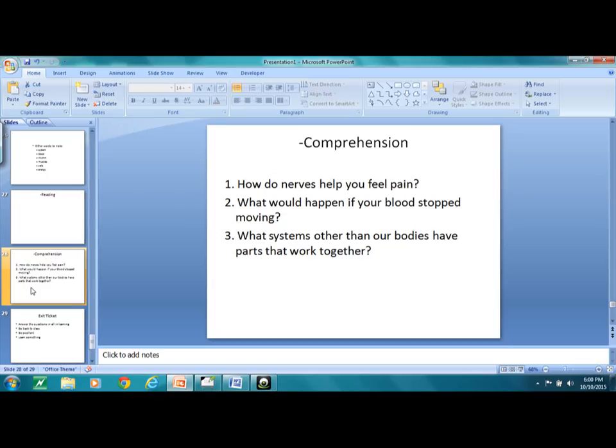So the next question, what would happen if your blood stopped moving? What do you think would happen if your blood stopped moving? So think about that for a second or two. And say out loud what you think would happen if your blood stopped moving.